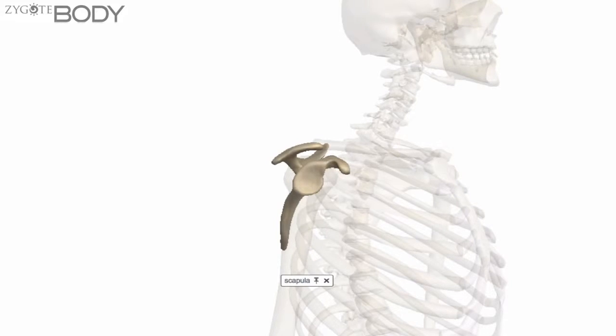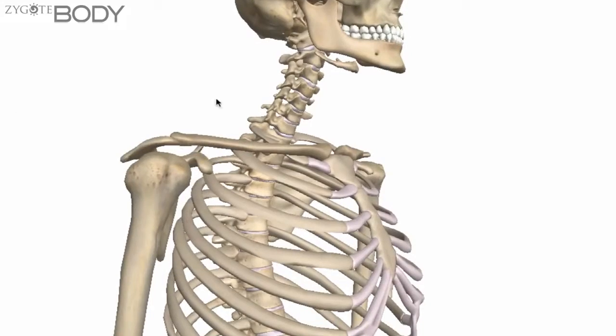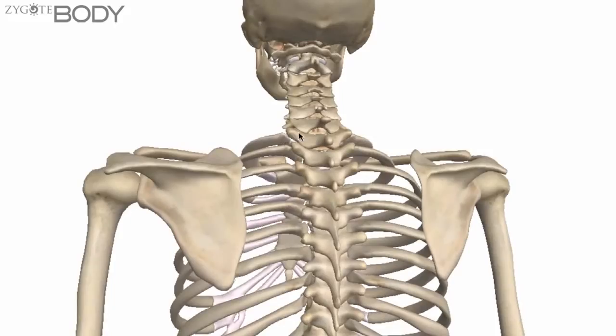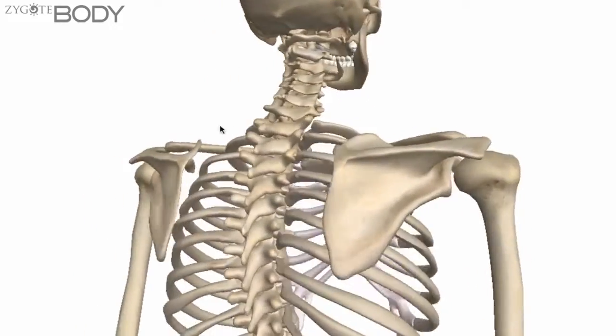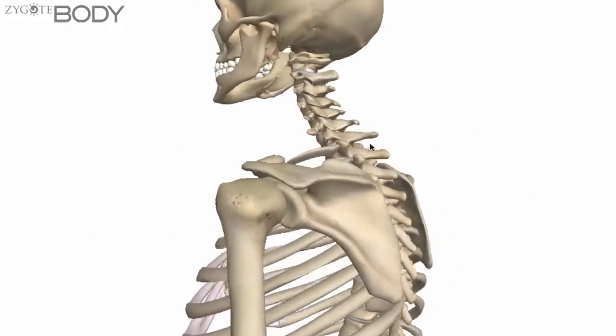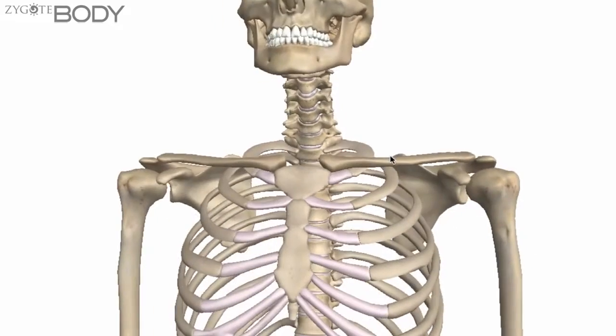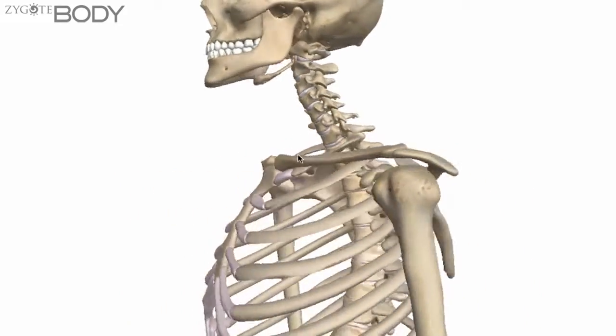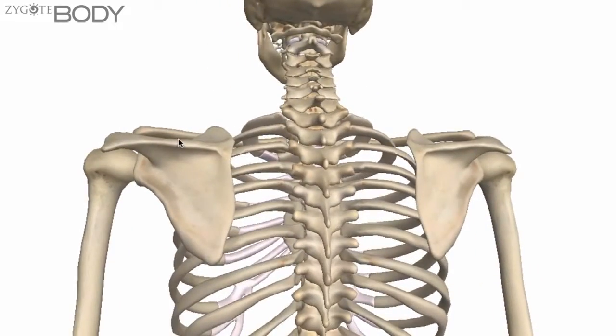And I will show you the entire skeleton so you can see how these two bones fit in the entire skeleton. So if we go to the posterior side, you find the two scapulas right here, the two shoulder blades.